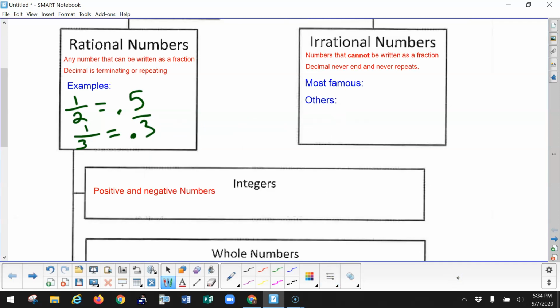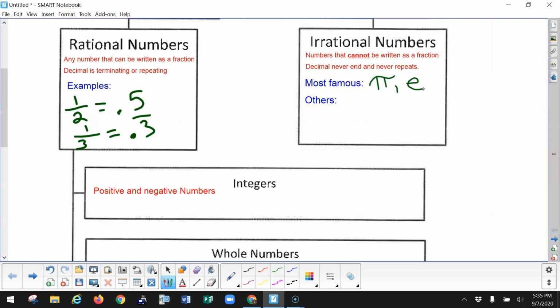I'm going to jump over here to our irrational numbers because those are just the opposite. An irrational number is a number that cannot be written as a fraction, and the decimal version of it never ends and never repeats. It just goes on forever and ever. The most famous irrational number is pi, and pi just goes on forever and never repeats. There's also another one: e. They call that the natural number. You won't see that until you get into your higher math courses, but it is a number.